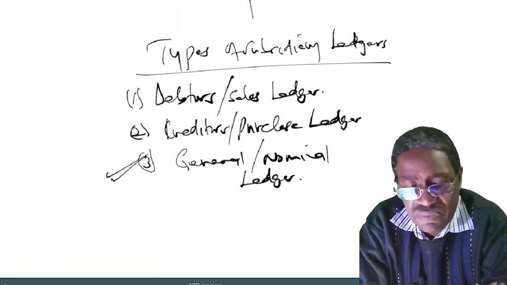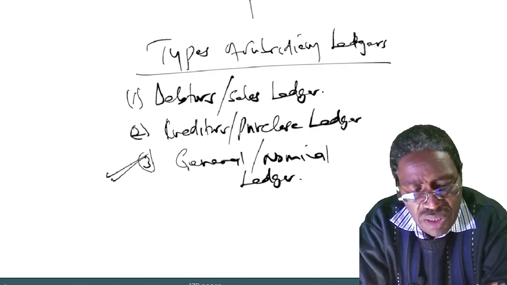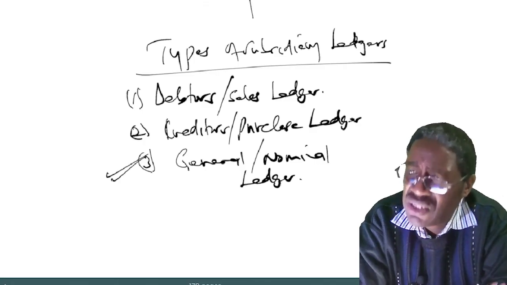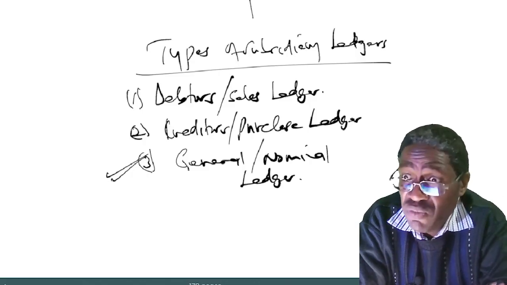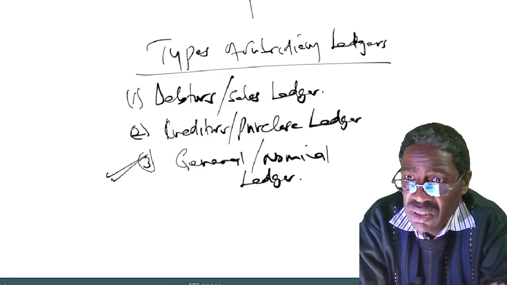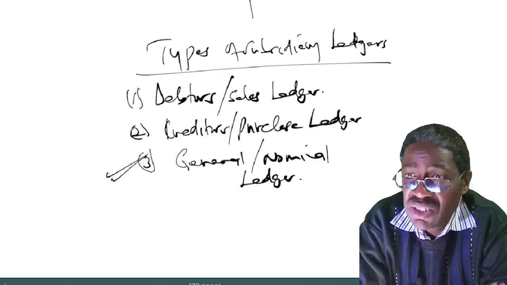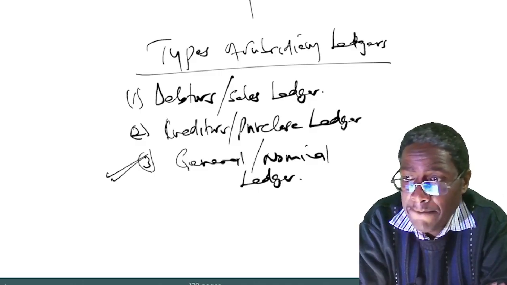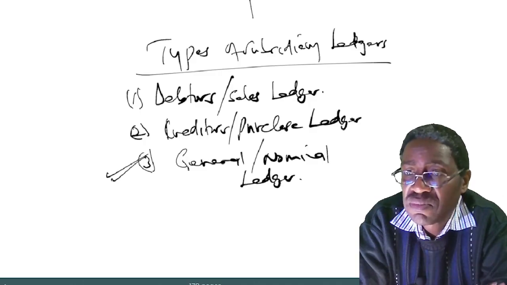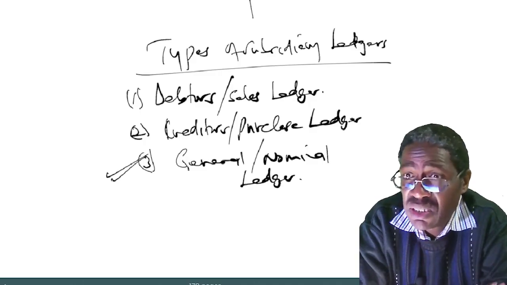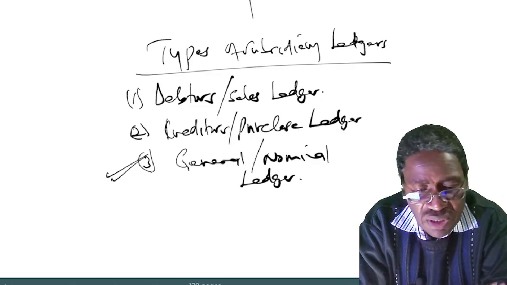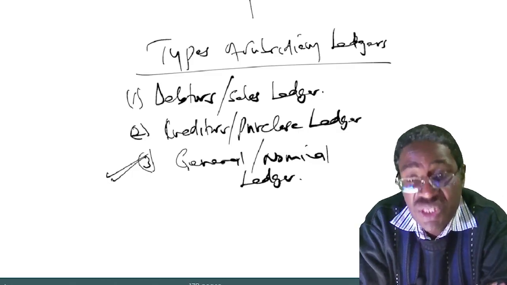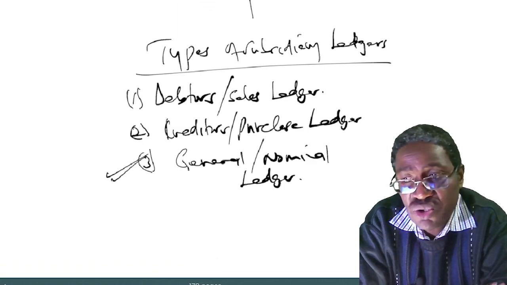Another paragraph. The following are the various types of ledgers. Number 1, debtors stroke sales ledger.